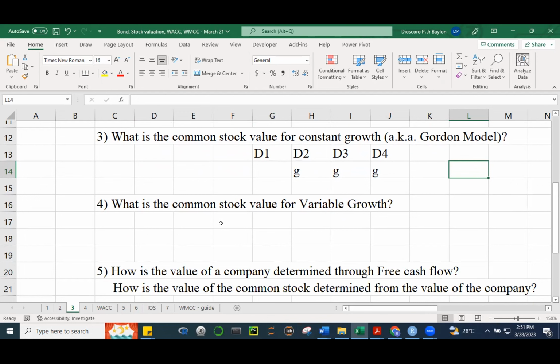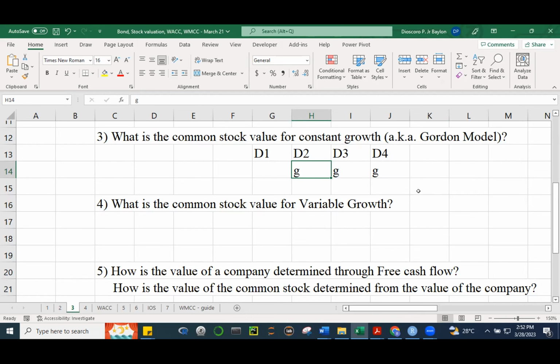Okay, how about if it's a variable growth rate? So here you'll have G1, G2, G3, G4, etc. The growth rates are varying over time. So how do you now determine the value of that stock?